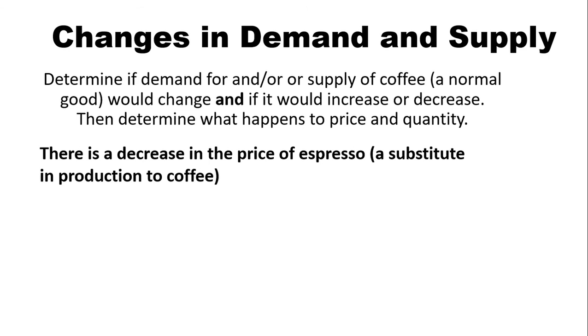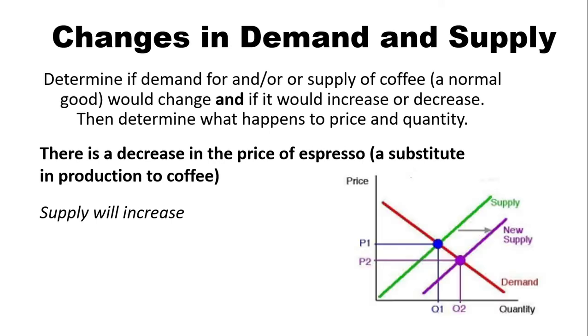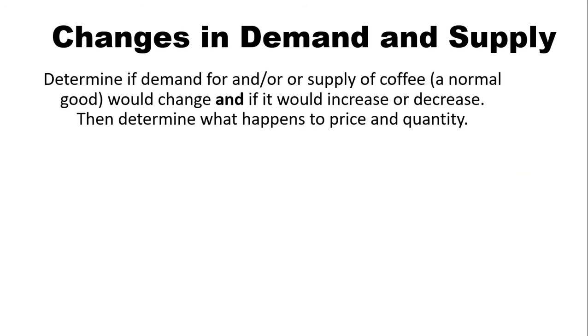Okay, so there's a decrease in the price of espresso, which we're going to say is a substitute in production to coffee. We could make the argument that it's a substitute in consumption too, but let's just pretend it's just a substitute in production. So if there's a decrease in the price of espresso, that means I don't want to produce as much espresso because I'm not going to get as much money from it. So then we're going to want to supply the coffee instead because it is a substitute. So the supply increases. That's going to shift my supply curve to the right, which lowers price and increases quantity.